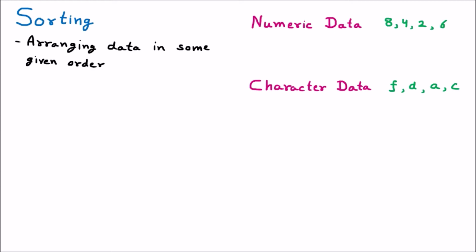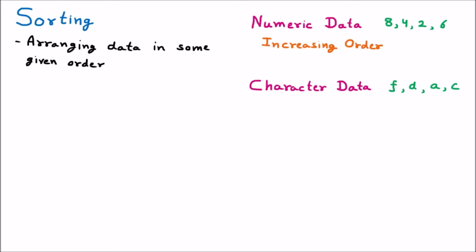Well, there are two types of data available. One is the numeric data, just like 8, 4, 2, 6. Or we have the character data, where we have characters like F, D, A, C. First of all, if we talk about the numeric data, here we can perform two types of sorting. One is the increasing order, and the second is the decreasing order. First of all, we are taking the increasing order.